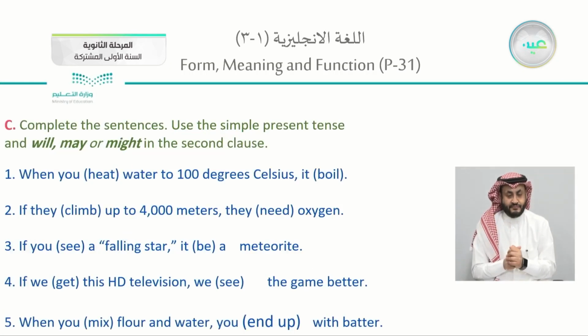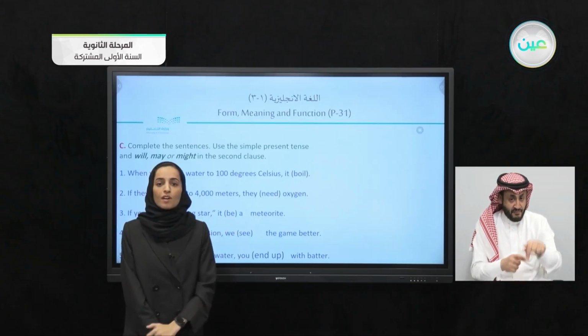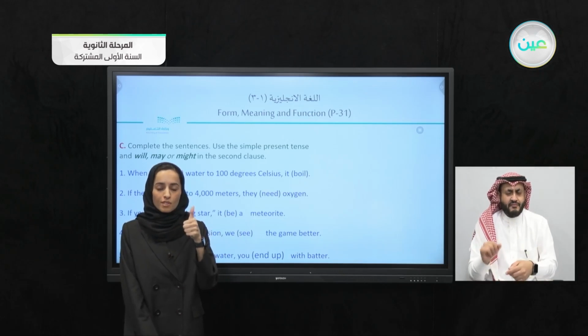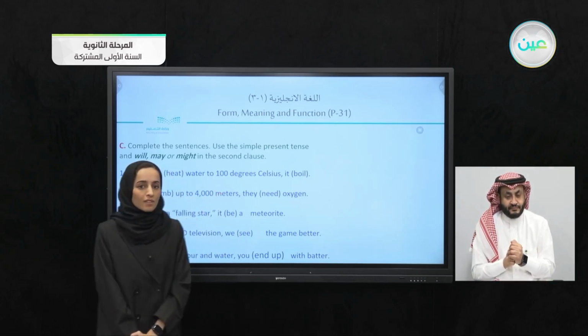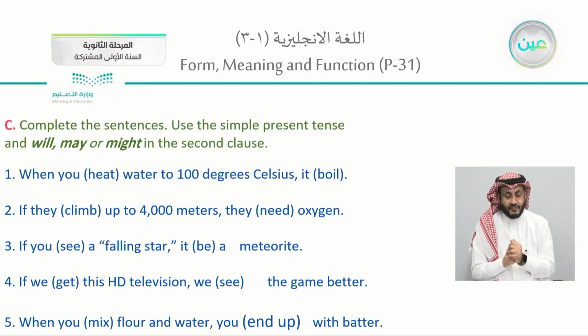Okay. Now in your books, page 31, exercise C, complete the sentences. Use the simple present tense and will, may or might in the second clause. So at the beginning you will always use the present with the if clause, and for the other one you have the option of the present if it is a fact, or may, might, or will if it is an option. When you heat water to 100 degrees Celsius, it boils.